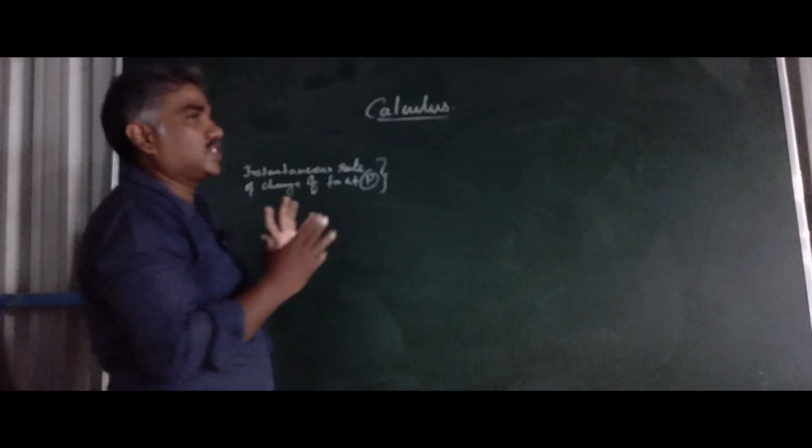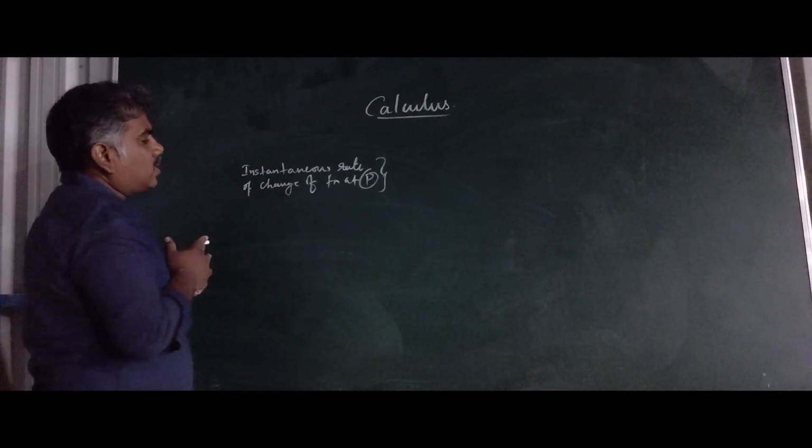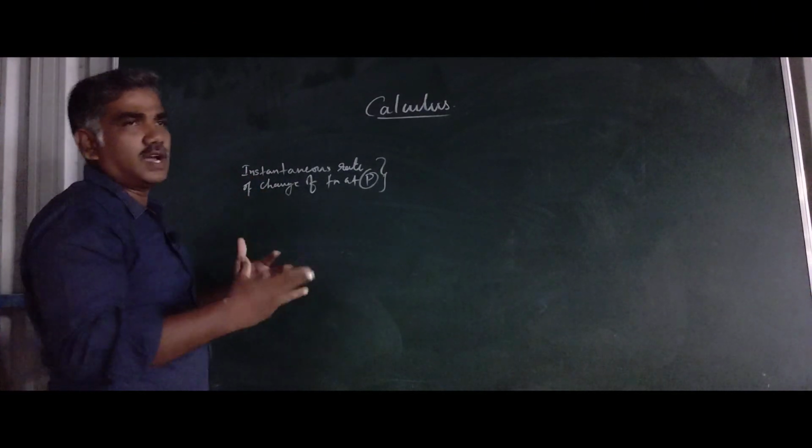Change of function at a particular point, let's say P. So this is actually where we are talking about the concept of differentiation. This is actually called a derivative of the function. Okay, so to find this instantaneous rate of change of the function, there are many other concepts you should know for sure.